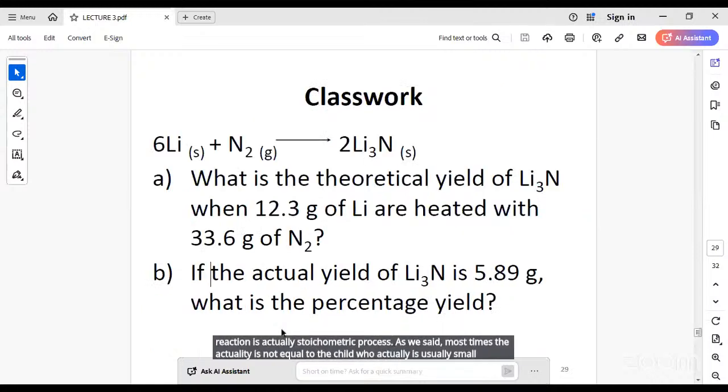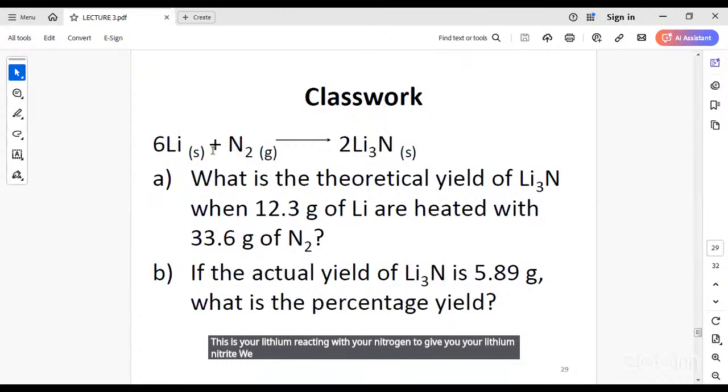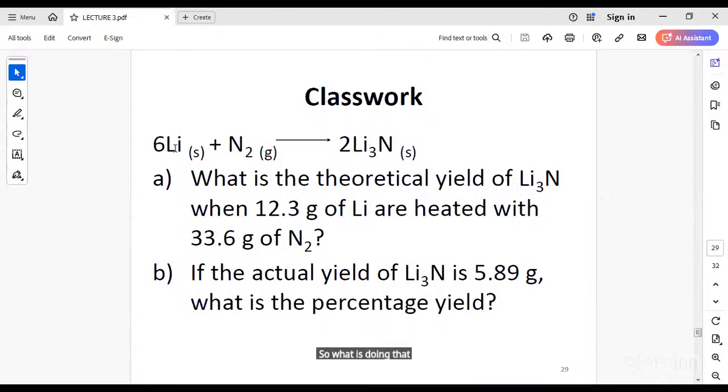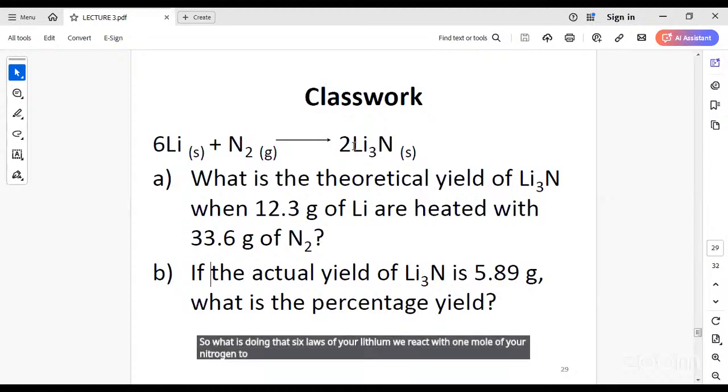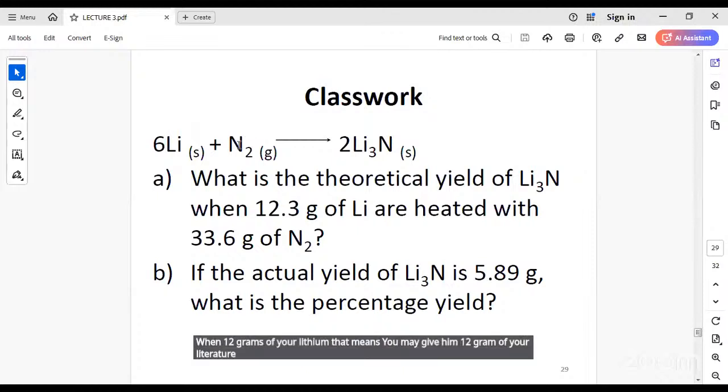So we have a classwork here. This is your lithium reacting with your nitrogen to give you your lithium nitride. We've already balanced the equation, so that we don't waste much time. So what it means is that 6 moles of your lithium will react with 1 mole of your nitrogen to give you 2 moles of your lithium nitride. This is from stoichiometry. Now, what is the theoretical yield of your lithium nitride when you were given 12 grams of your lithium and 33.6 grams of your nitrogen?